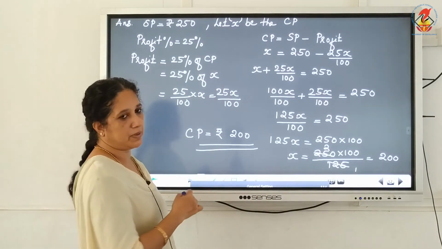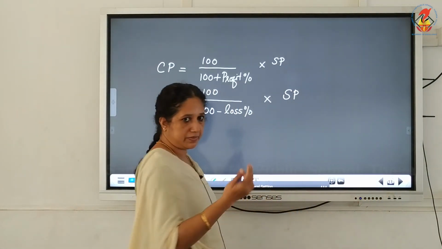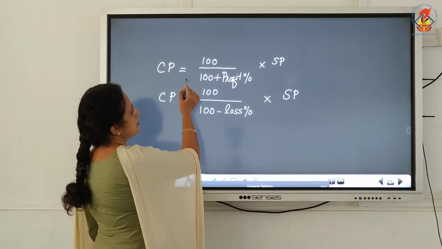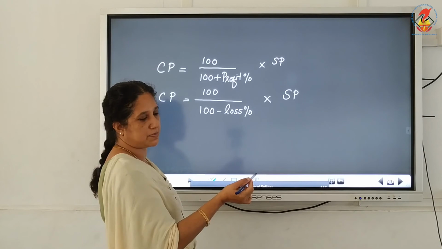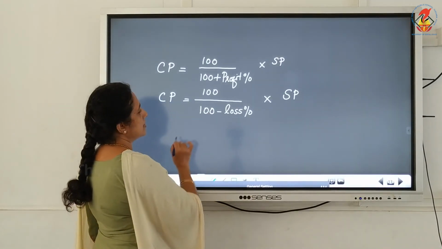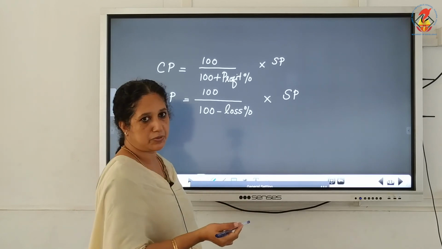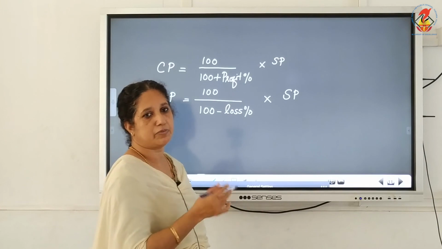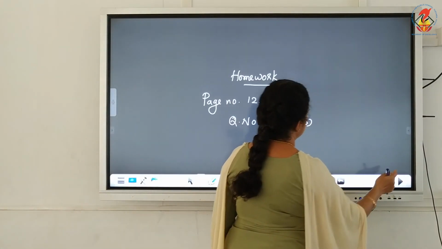So we can do the problem in this way. We can apply the unitary method and you can find out, or you can apply the relation cost price is equal to 100 by 100 plus profit percentage into SP, or cost price is equal to 100 by 100 minus loss percentage into SP. Here you have to substitute and you have to simplify, then you will get the answer.